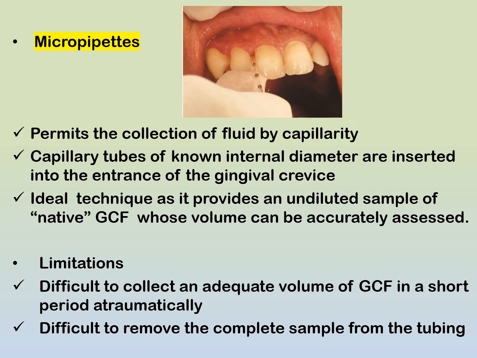Next we have the use of micropipettes for GCF collection. For this, firstly, there should be isolation and drying of the gingival site where GCF needs to be collected. Then a capillary tube of known internal diameter is inserted into the entrance of the gingival crevice and GCF gets collected by capillary action. Since the internal diameter is already known, this is considered to be an ideal technique for GCF collection. But there are a few limitations associated with this. Firstly, it is difficult to collect an adequate volume of GCF in a short period atraumatically. Secondly, it is difficult to remove the complete sample from the capillary tube.